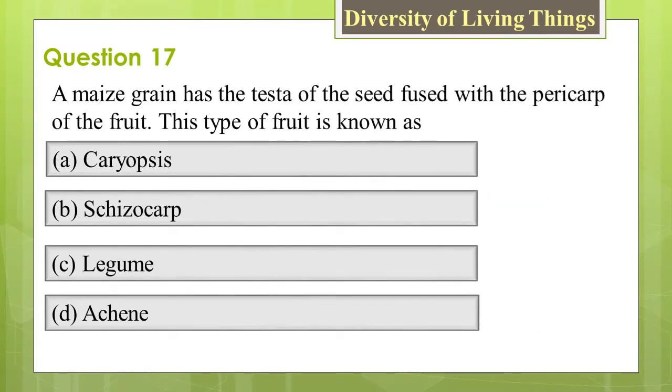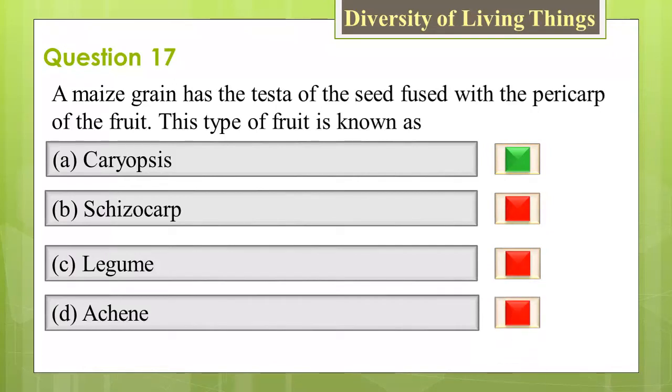Question 17. A maize grain has the testa of the seed fused with the pericarp of the fruit. This type of fruit is known as A. Caryopsis. B. Schizocarp. C. Legume. D. Urchin. Which of the following is the best alternative? The best alternative is A. Caryopsis.